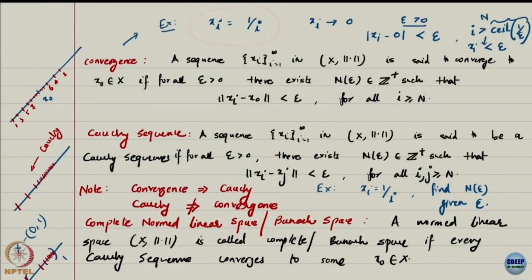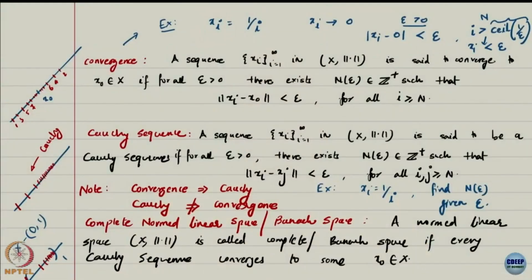Okay. Now, what is an example of a convergent sequence? x_i equal to 1 over i. This is a convergent sequence. Remember, we are talking about sequence convergence, not series convergence. A sequence is each term; this term signifies the sequence.